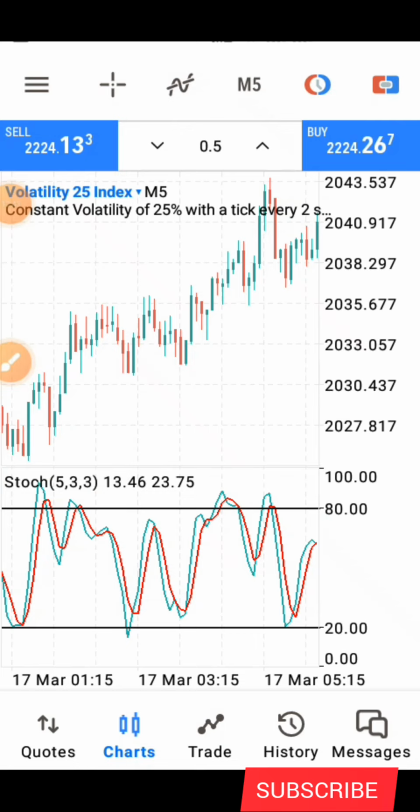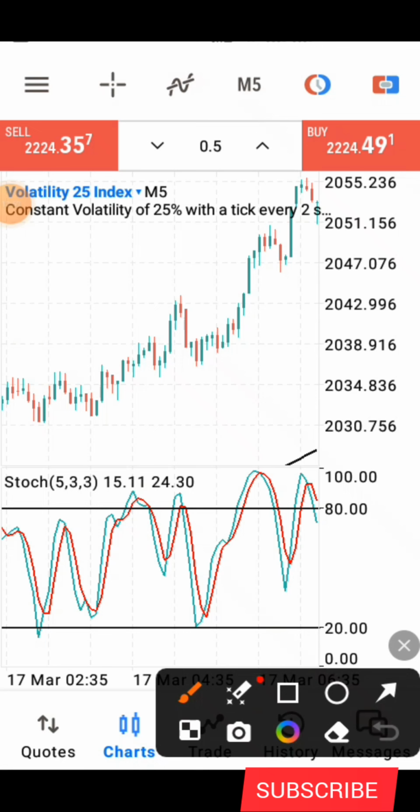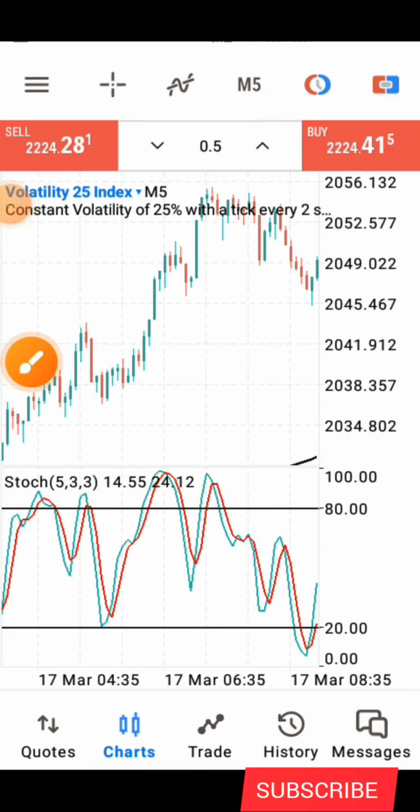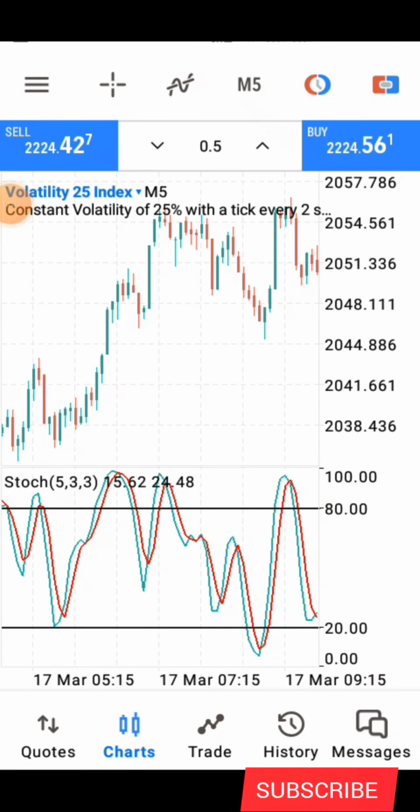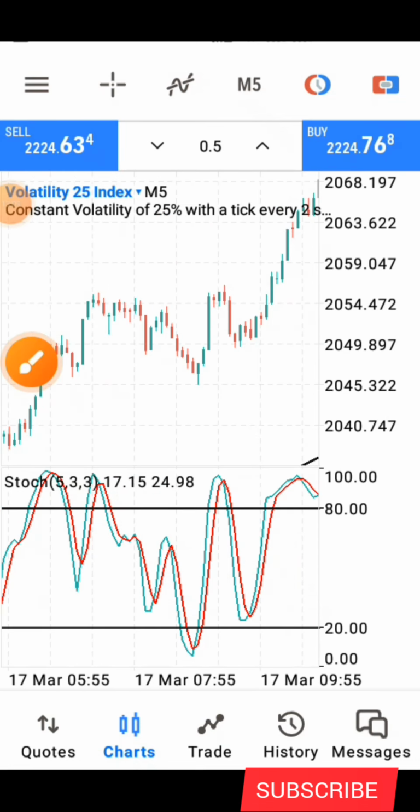Now let's look for another entry opportunity the market presented. You need to make sure the bull line here gets to the 80 level. It needs to touch it. So in this case we don't have any entry. Now you can see the bull line touches it.